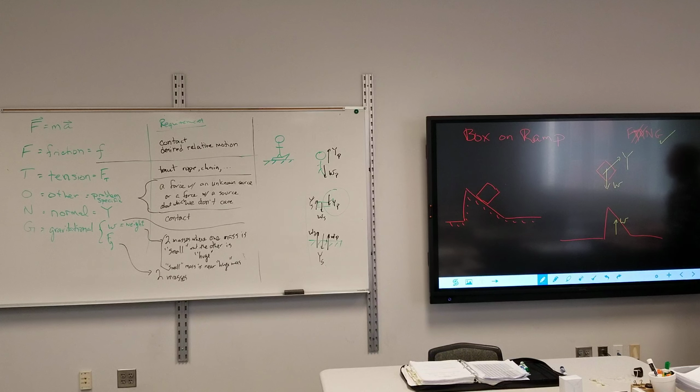The biggest mistake I see students making is automatically drawing normal force in the opposite direction of weight. It is not automatic. Forces come in pairs. What's the other part of that pair? This way on the ground.